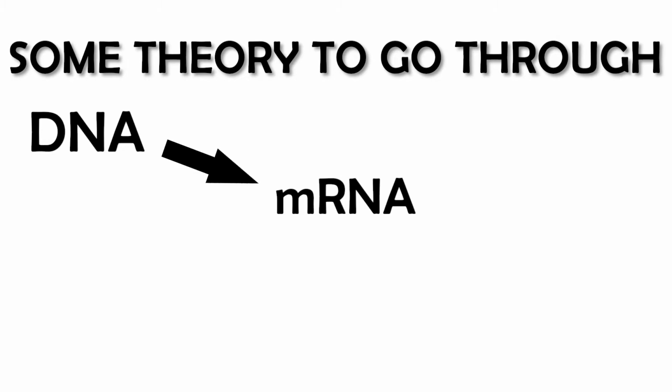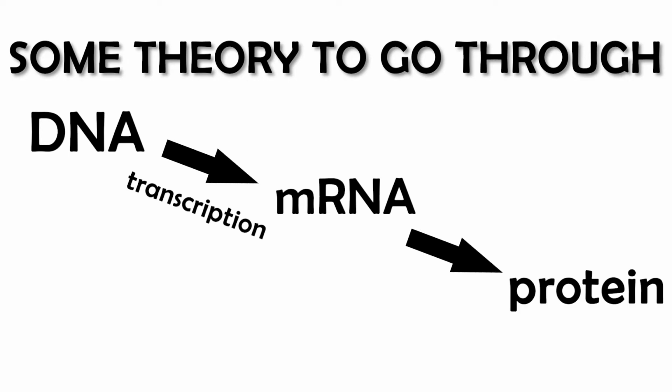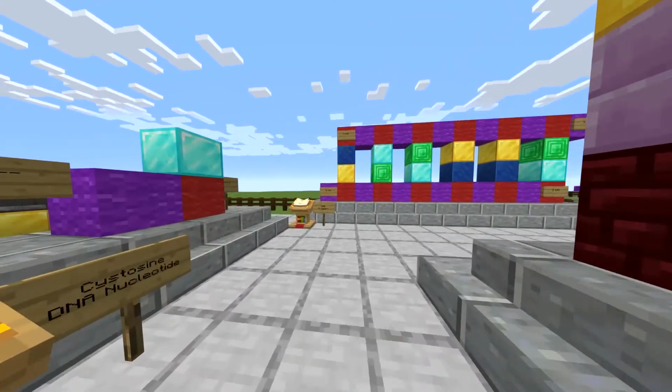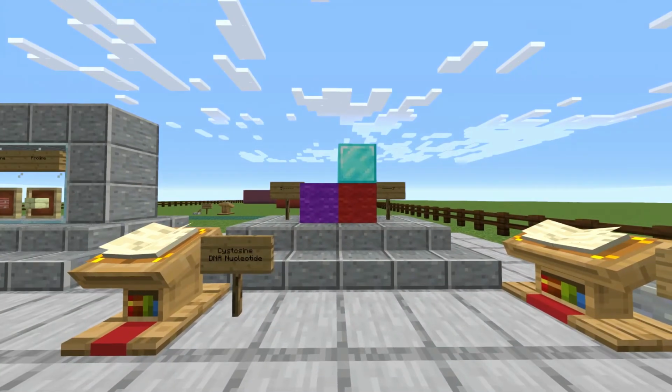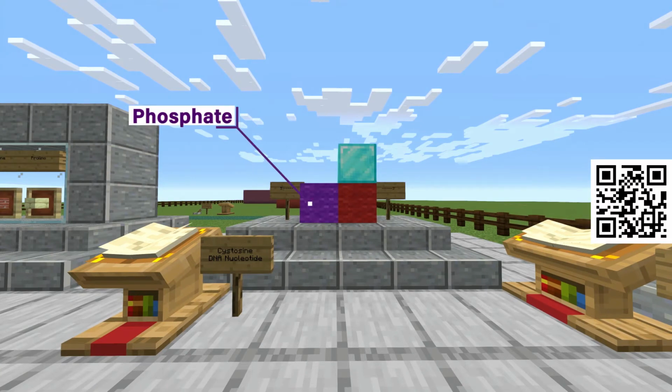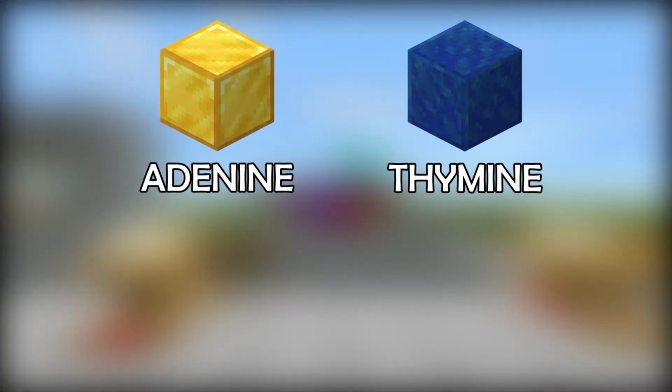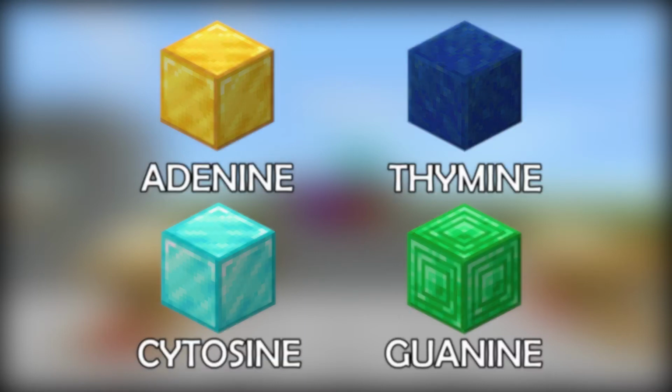First, remember that DNA is used to generate messenger RNA or mRNA in a process called transcription. After this, mRNA is used to generate a protein in a process called translation. For transcription, we need to know what the structures of DNA and mRNA are. Each DNA nucleotide has three components: phosphate, deoxyribose, and a base. Importantly, each base could be one of four options: adenine, thymine, cytosine, or guanine.